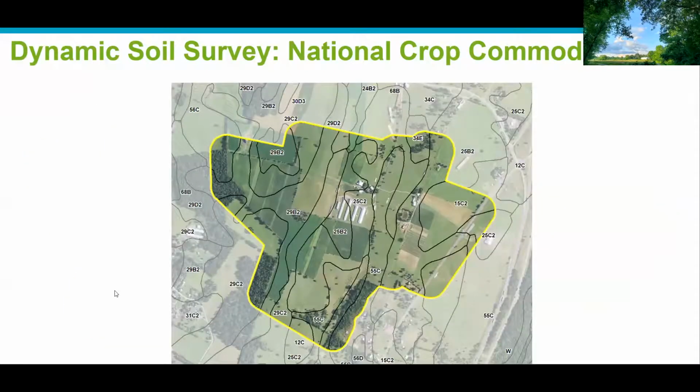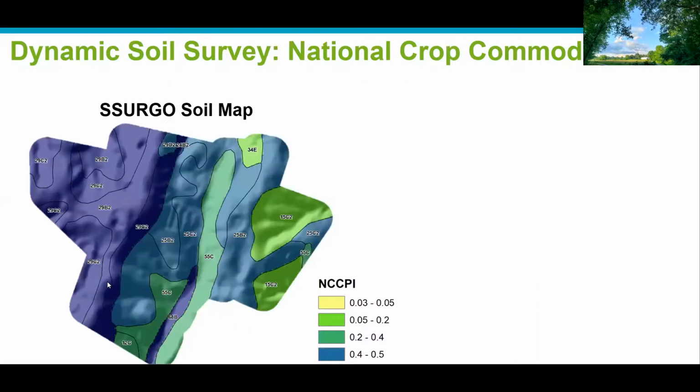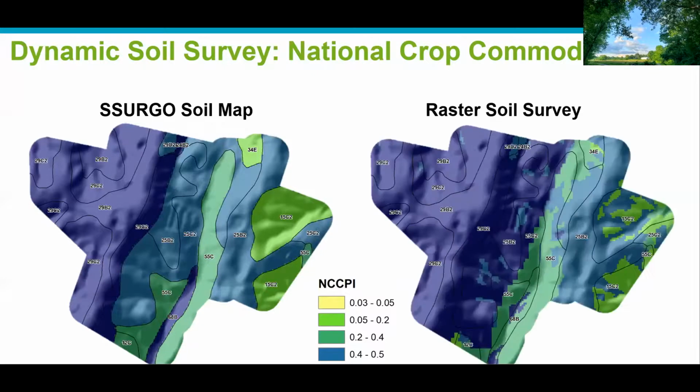We can look at the crop commodity index on this property as well. If we just base it on the Surgo map, we get one version. But if we look at the raster map, it changes. And this could change payments. This could change how that person looks at their land, what they decide to do in a given area. So it'll help the planner. It'll help the Farm Services Administration. It'll help RMA. So it'll help a lot of our sister agencies help the producer do a better job with their land.